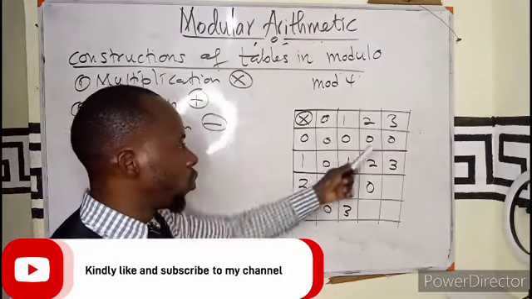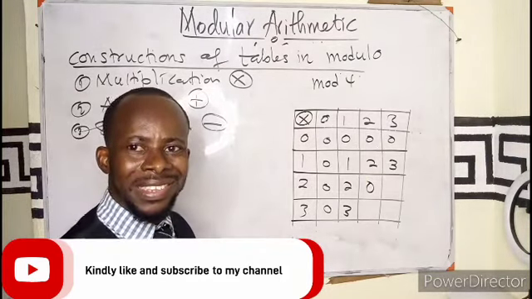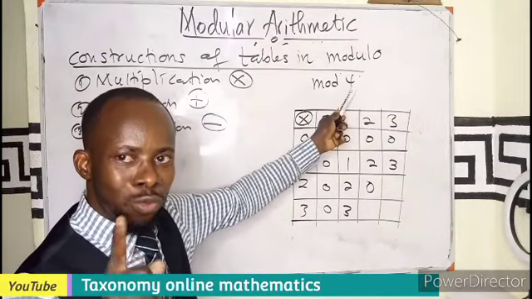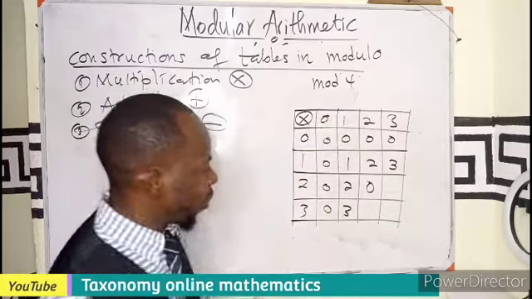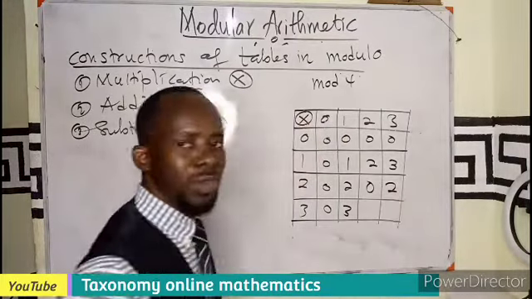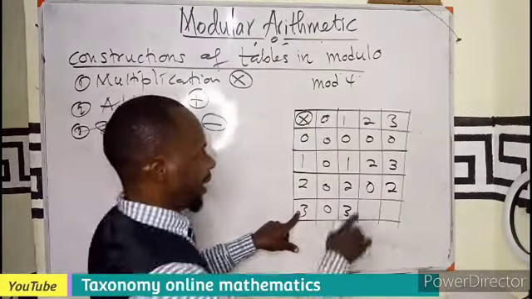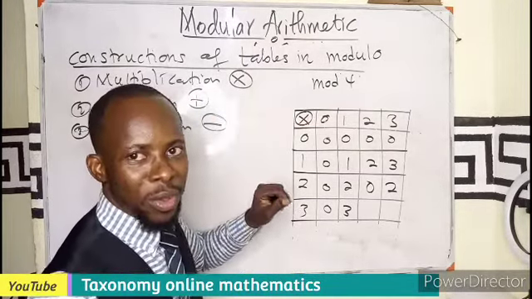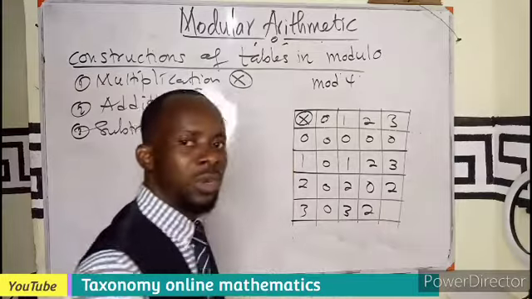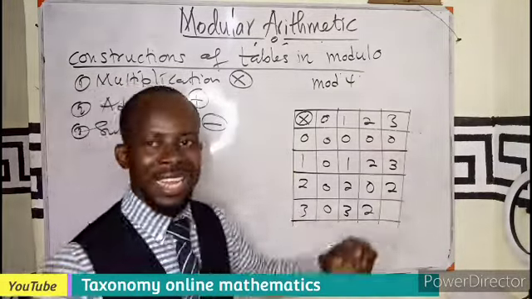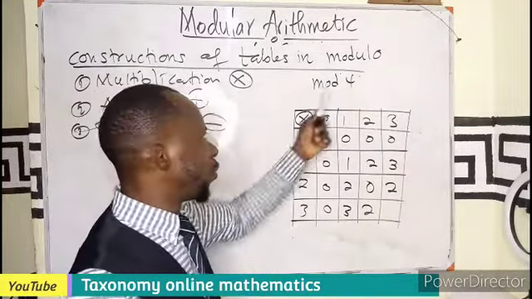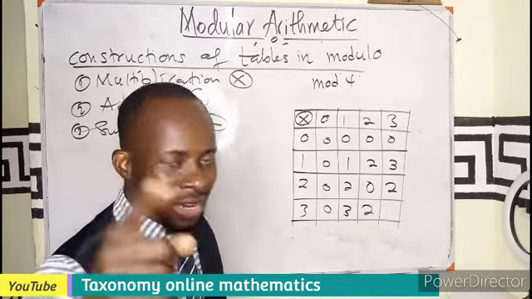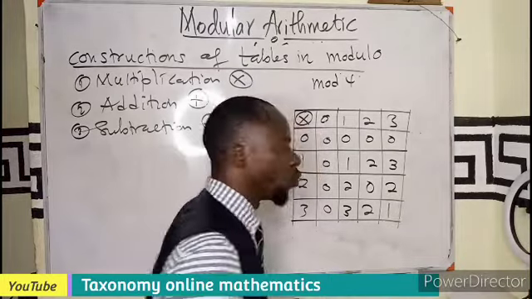Alright? 2 times 3 is 6. 6 mode 4 will be 2. I guess you get that. So that will also give us what? 2. Then 3 times 2 is 6. 6 in mode 4 will still give us what? 2. Then 3 times 3 is 9. 9 mode 4, 4 will go there 2 times. Remember 1. Okay. So we get that.